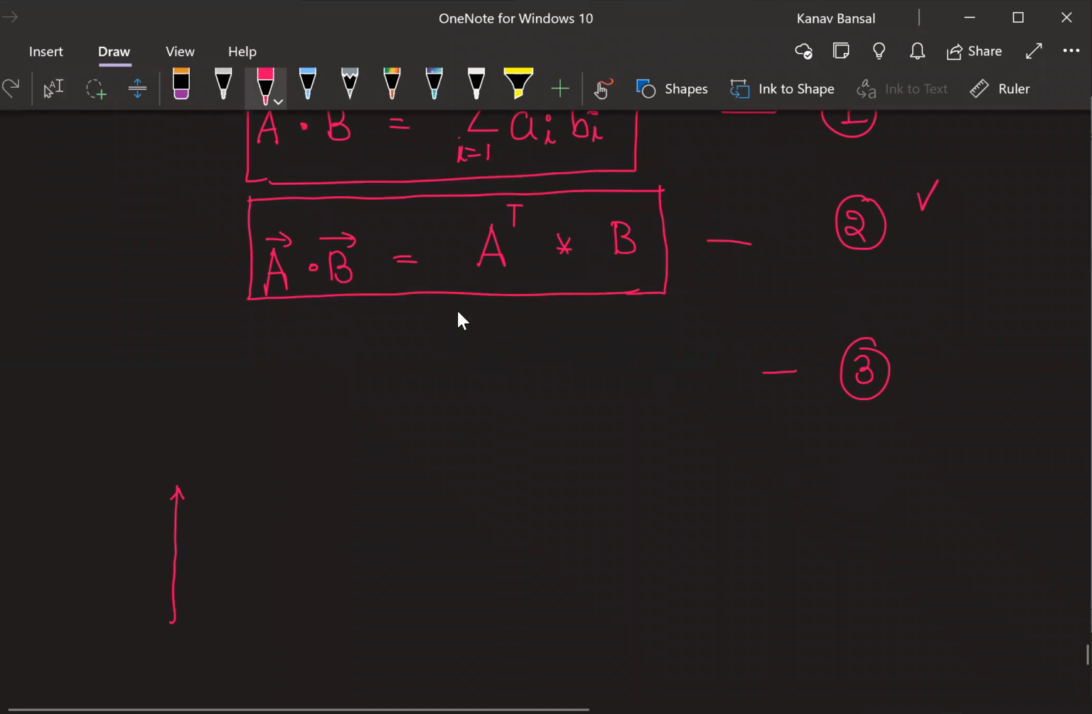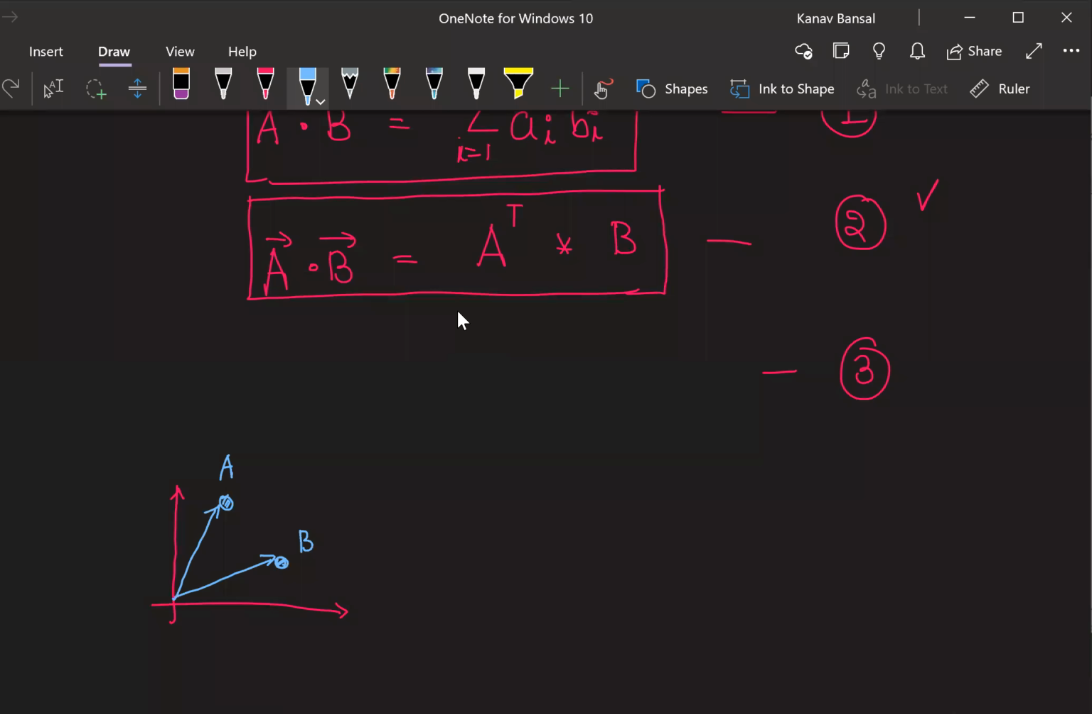So what we are saying is, we have two vectors, right? Let's say this is the coordinate plane. We have a vector A and a vector B. This is a point A and a point B. We can represent these two points as the vector A and vector B. Correct?